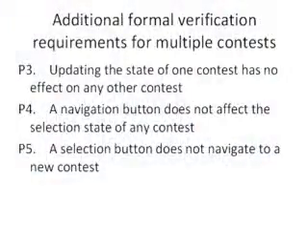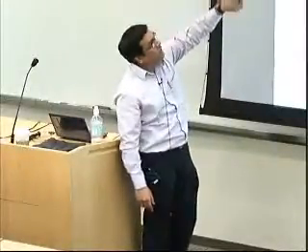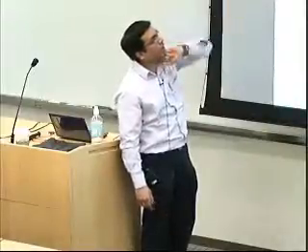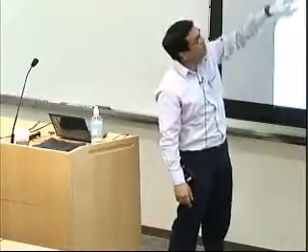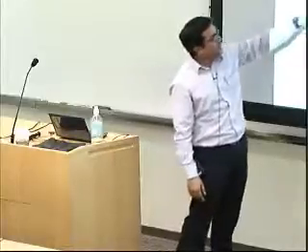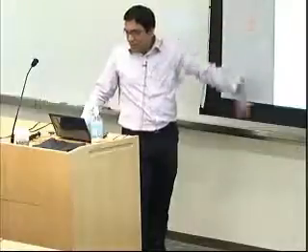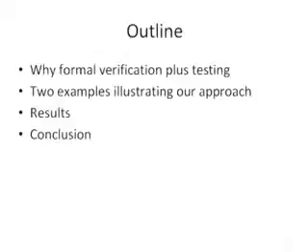So the additional goals for our formal verification tools are these, which are the independence goals. We want to prove that the state of one contest cannot affect the state of any other contest, or updating the state of one contest cannot have an effect on any other contest. Pressing a navigation button cannot affect the selection state of any contest. And pressing a selection cannot cause you to jump to a screen of some other contest, right? Those are again the properties that we verify, and again we can verify them using SMT solvers.